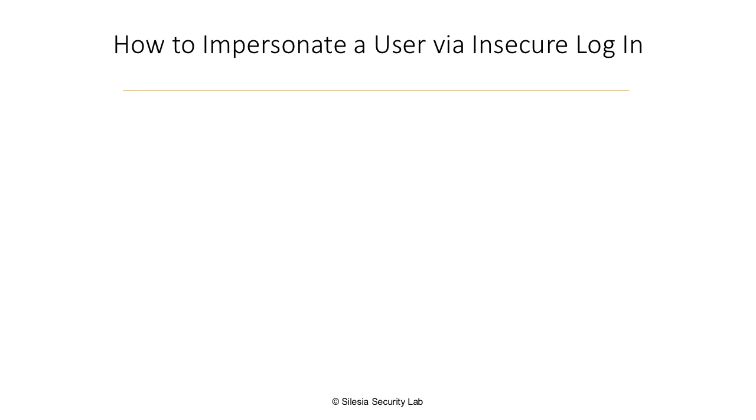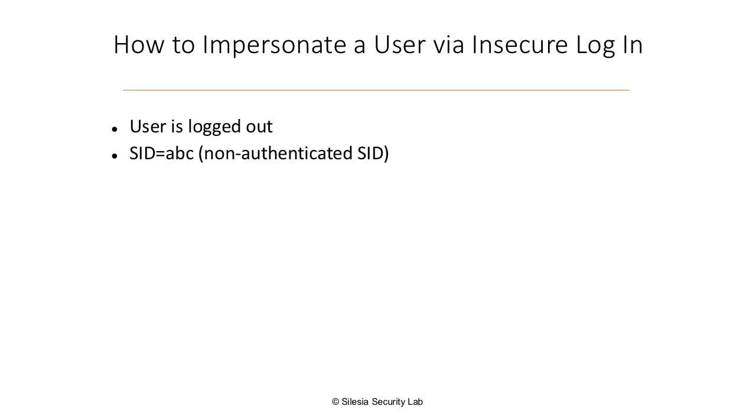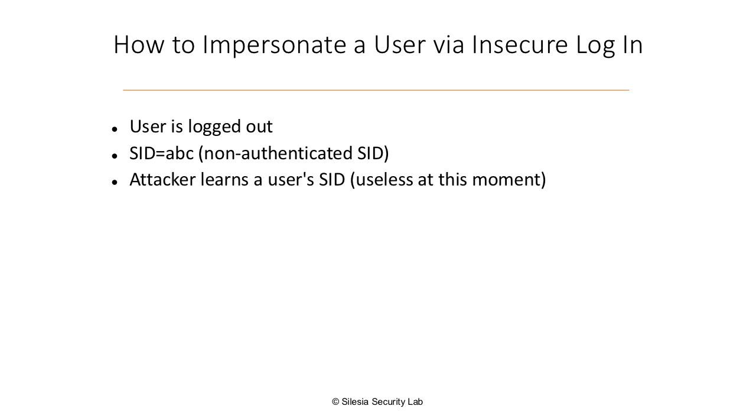So let me first discuss a story so that you've got an understanding of the problem. Let's assume that the user is logged out and the session ID of the user, in short SID, is ABC, just for simplicity. And this is a non-authenticated session ID because the user is logged out. Next, the attacker comes in and learns the user's session ID. Well, it is useless at this moment because the user is logged out. So the attacker cannot do anything with this information.